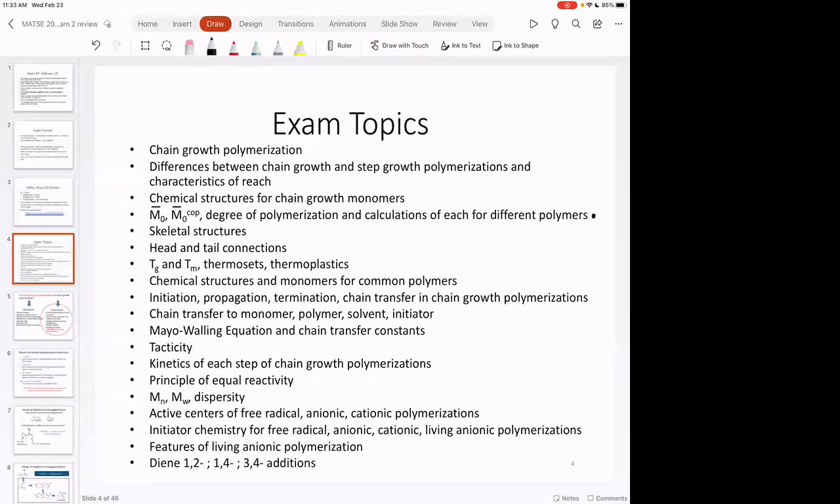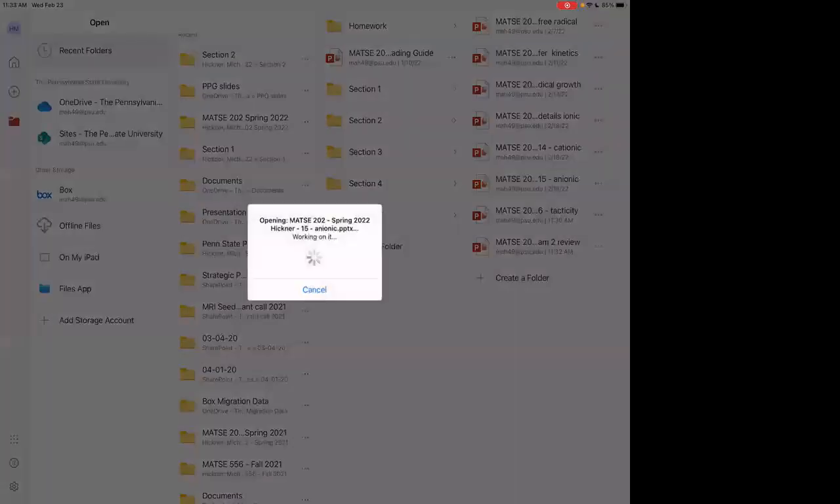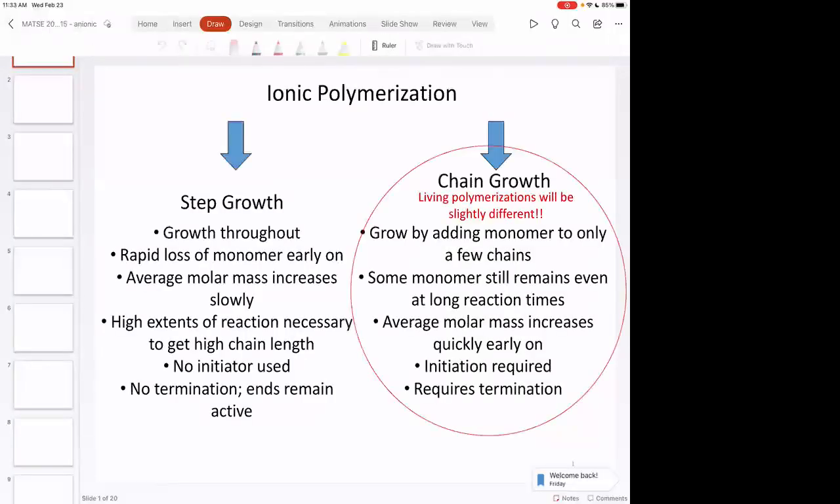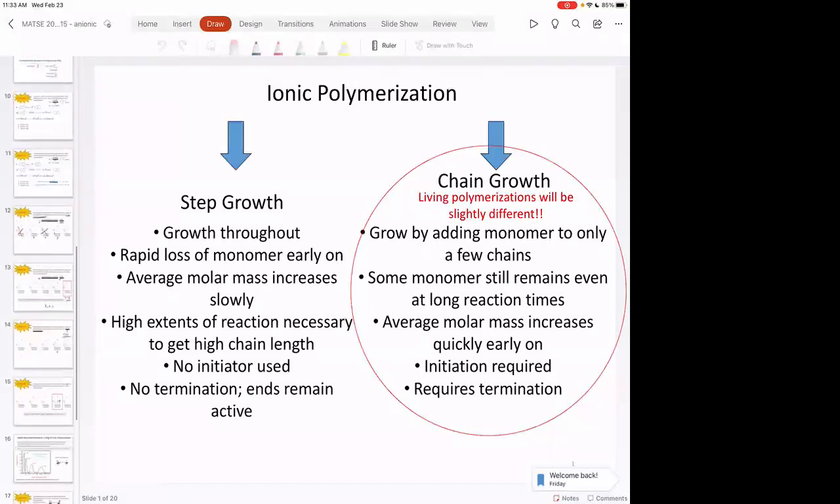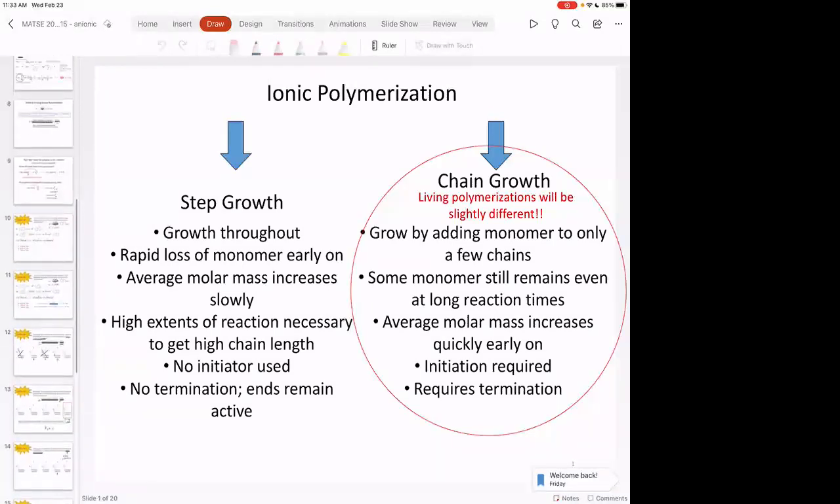Yeah, so anionic polymerization without the living in front of it follows all the same rules as free radical and cationic polymerization in terms of initiator, chain transfer, all of those things. Remember, living anionic polymerization has different rules in terms of how we calculate the molecular weight and how we think about the degree of polymerization. So let me find living anionic here.